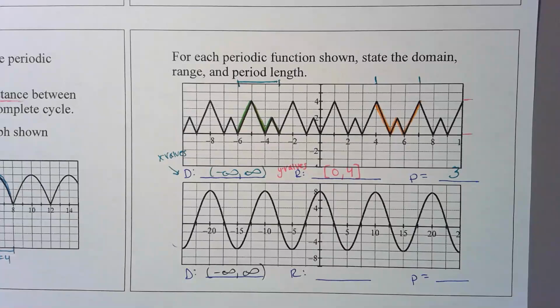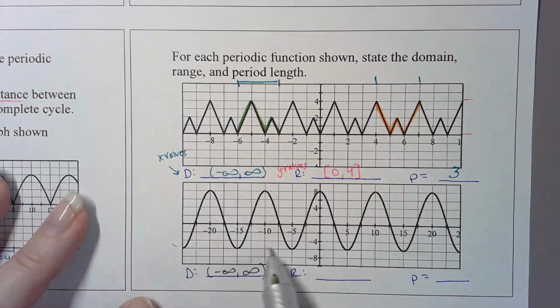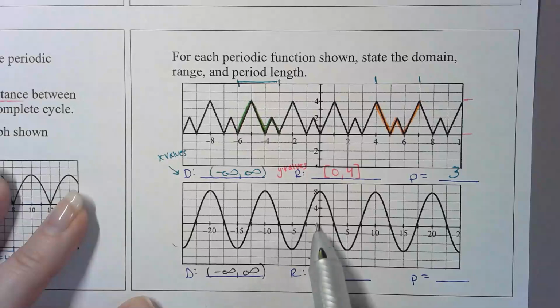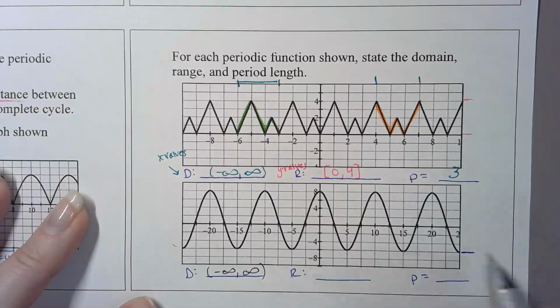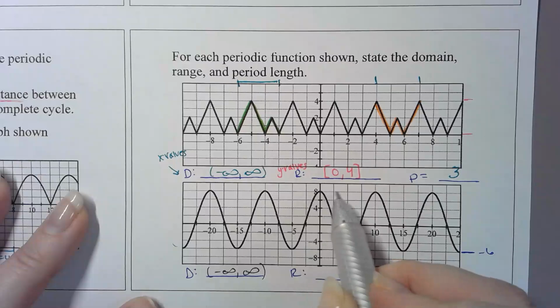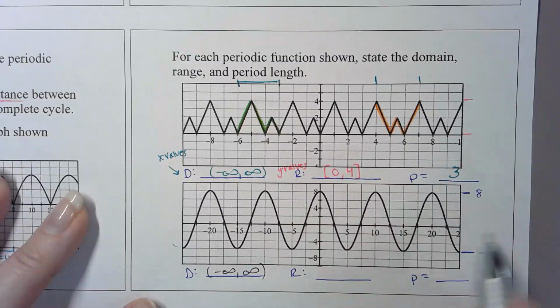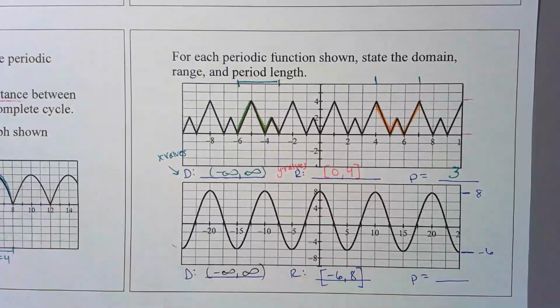The range: this graph bottoms out down here. Well, we have to look at our scale. It changed a little bit on us. So it looks like this would be -6. And the very top of this graph is up here at 8. So my range goes from -6 to +8. Remember, range has to go in numeric order, so we're going from smallest to biggest.